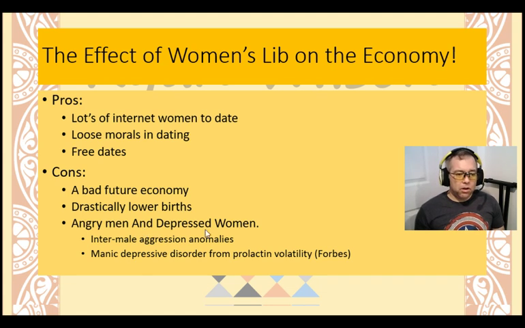Basically, you have intermale aggression anomalies, okay? Because the women aren't really staying in relationships, and they're maybe dating two or three guys, and they're cheating on them, and the guys are killing each other over it. The reason is it's pretty grounded in psychology that men attack the other male when there's a woman present, and they actually kill each other.